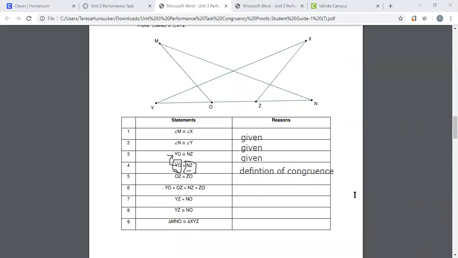Now, remember we talked about OZ as being the common part of the bottom side for both triangles? So, with that being said, OZ is shared, so we do the reflexive property. OZ is equal to ZO. A segment is congruent to itself by the reflexive property, so that's going to be the reflexive property. Let me change colors.